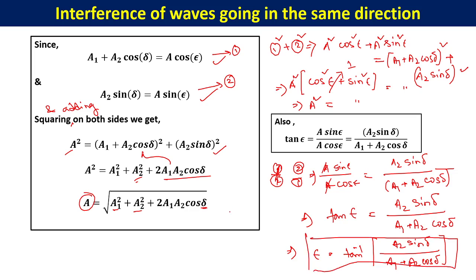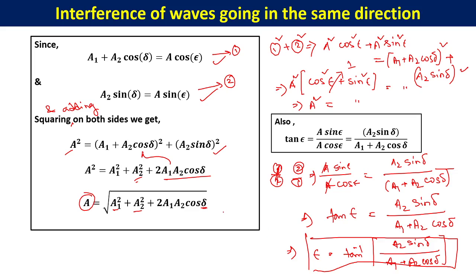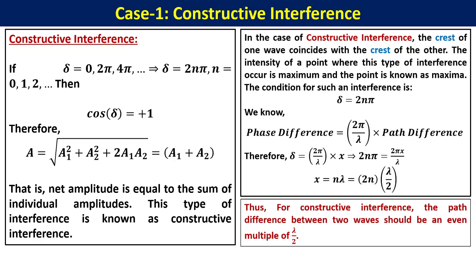See how beautifully we have evaluated both these unknown parameters A and epsilon. In the previous slide, as I already said, these parameters were unknown, but now we know their form and how they are related to a1 and a2, and of course delta. That is the ultimate interference of waves. But now the question is, there are two types of interference, as I already said, constructive and destructive. How are they to be obtained from this expression? Let's see that. So this is case 1, constructive interference.